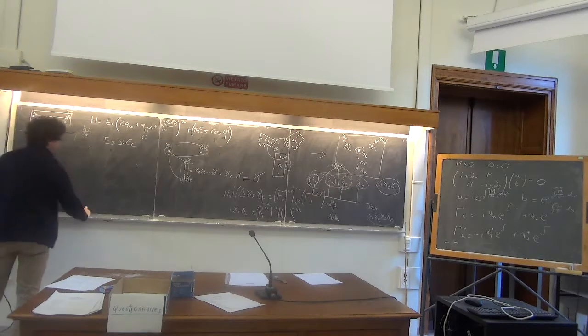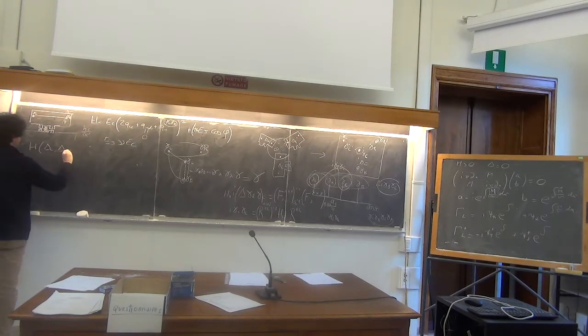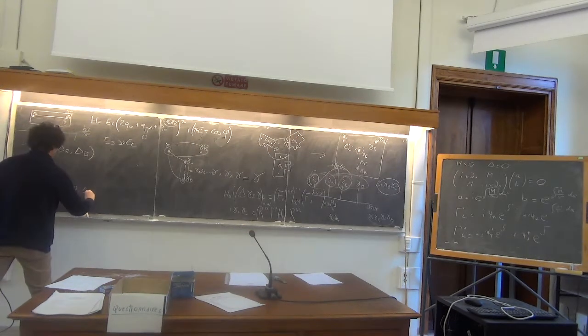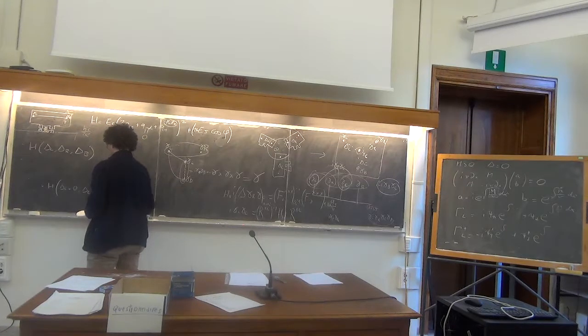So if I consider this Hamiltonian that has 3 parameters, H, delta left, delta right, and delta bottom, these are the 3 interactions. I am starting from a situation in which delta left is equal to 0, delta right is equal to 0, and delta bottom instead is different from 0.